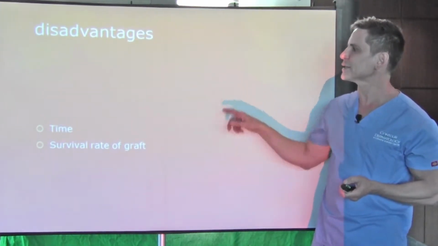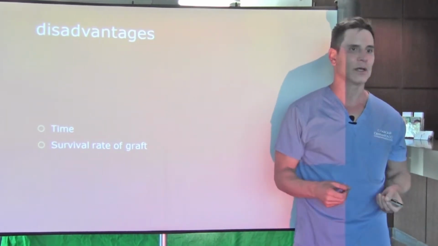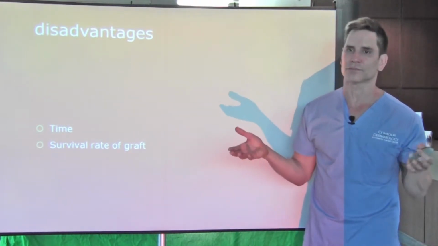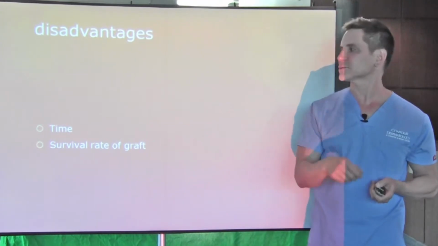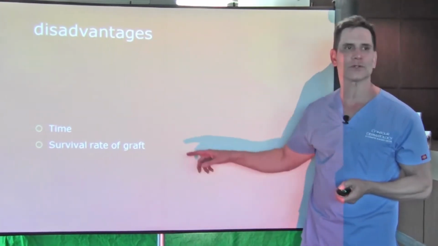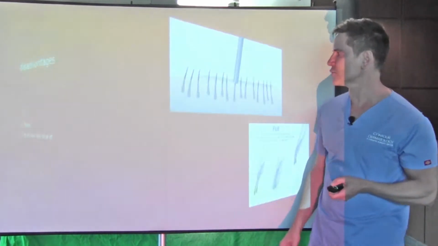Now the disadvantage is it takes a little bit more time to do this procedure because with a strip it's pretty quick. We can take out 3,000 grafts in, Kara, what would you say, about 30 minutes? And then the techs start to cut them. So it's a lot quicker, number one. Number two, there's a little bit higher survival rate using the strip method as opposed to the individual grafting.